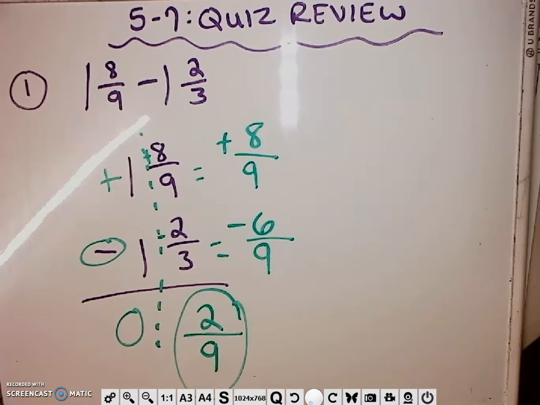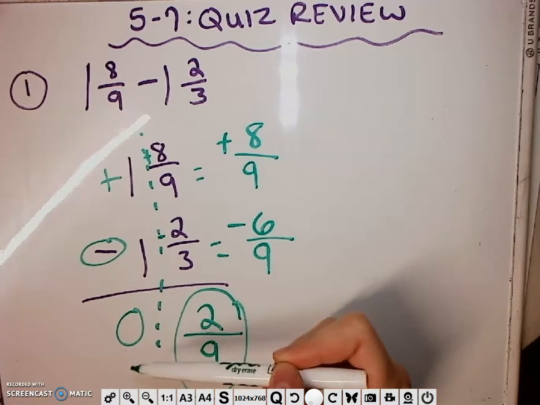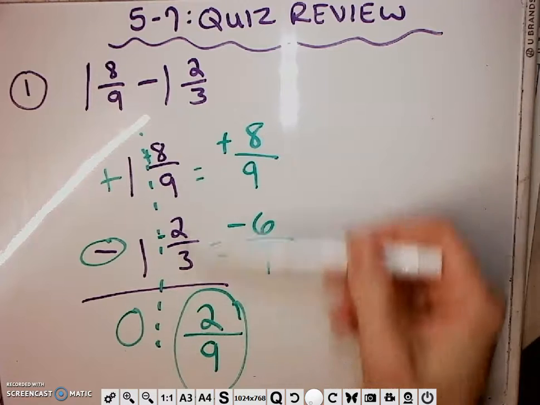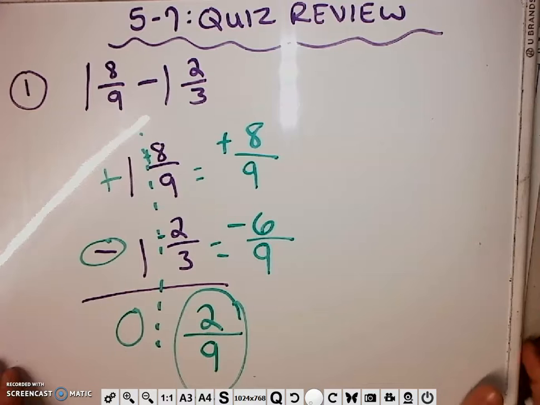The biggest problem you guys had was forgetting to bring over the signs. If I have positive 1 and I take away 1, that gives me 0 for my whole numbers. But now when I subtract my fractions, this negative has to be carried over. This positive gets carried over. So my final answer is 2/9.